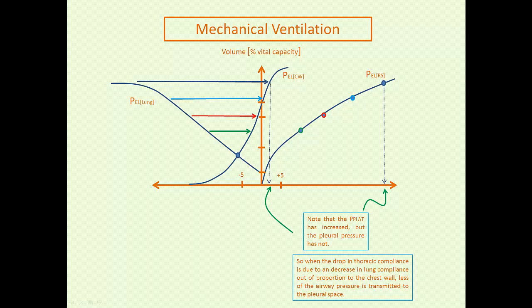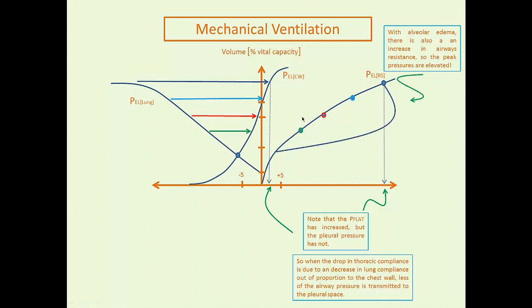So when the drop in thoracic compliance in this curve is due to a decrease in lung compliance, then less of this plateau or airway pressure is transmitted to the pleural space, is essentially what I'm trying to say. And then with alveolar edema, as we talked about earlier in this section, there's also an increase in airways resistance. So the peak pressure in these patients can also be increased to a certain extent as a result of the increase in the airways resistance. So peak pressure would be out here somewhere.